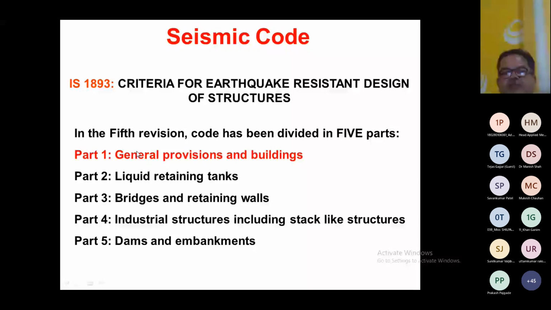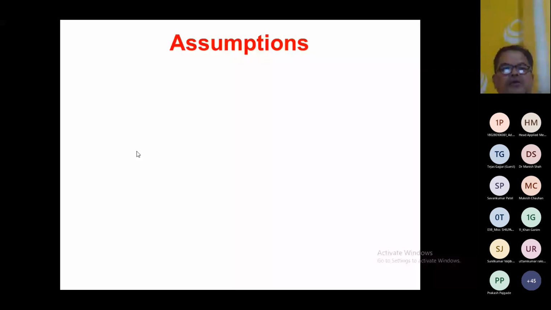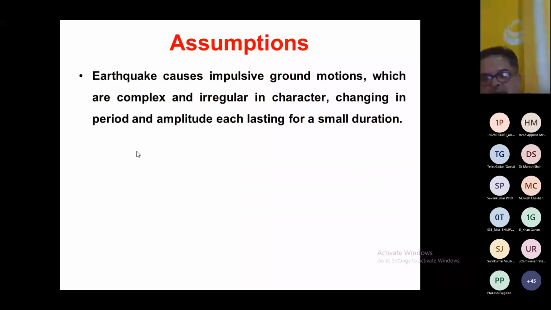General provisions means they will also be useful, or you can refer to them in other codes also. Part 1 is generally made for buildings, right? So the general provisions will be applied to other structures also. So what are the assumptions? The code takes certain assumptions.